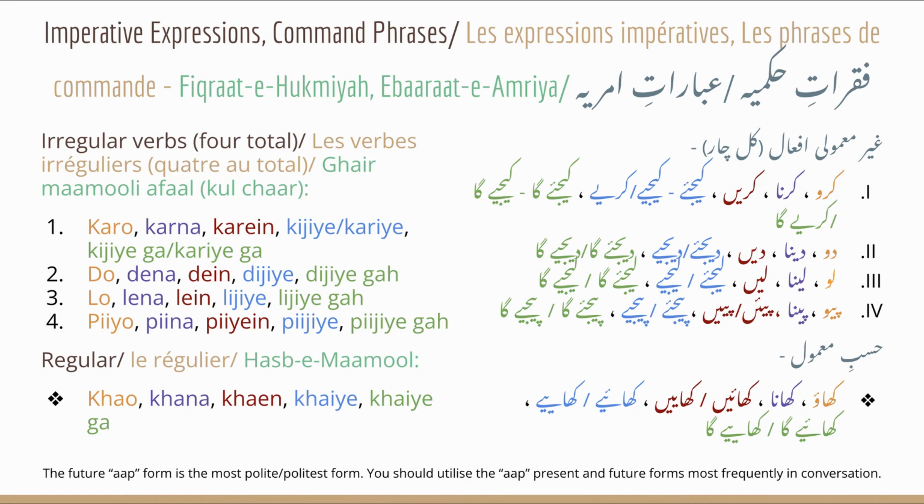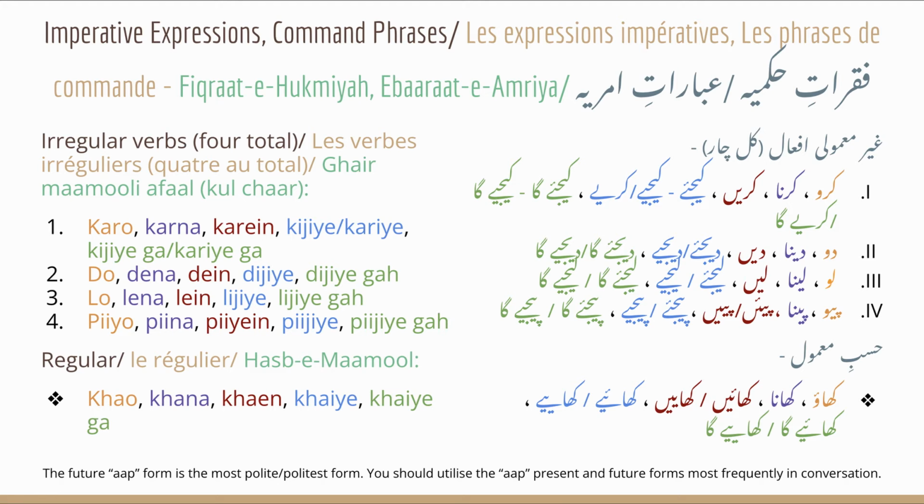Now, for imperative expressions or command phrases, Fiqraat-e-Hukmiyah or Ebaaraat-e-Amriya. There are 4 total irregular verbs in the command form. They are karna, dena, lena, and pina. To do, to give, to take, and to drink. And so we will quickly go over their forms. Ghair Ma'muli af'al. So we already went over karna. Then for dena, it's do, dena, den, dijiye and dijiyega. For lena, it's lo, lena, len, lijiye and lijiyega. And for pina, it's pio, pina, pien, pijiye and pijiyega.